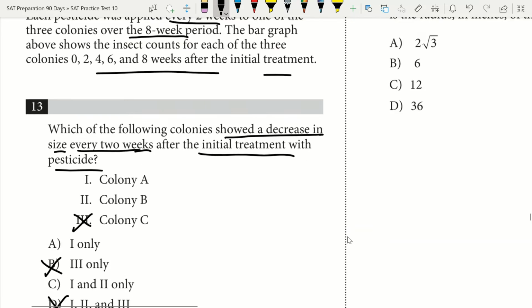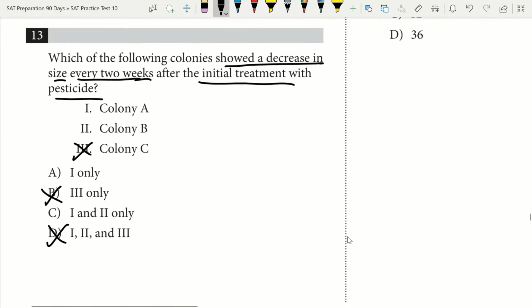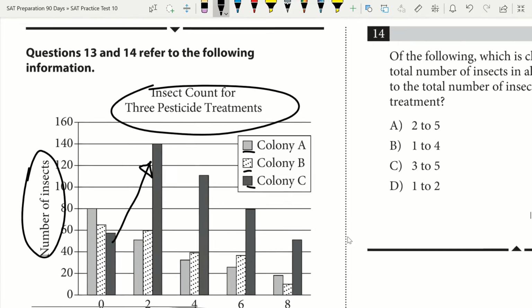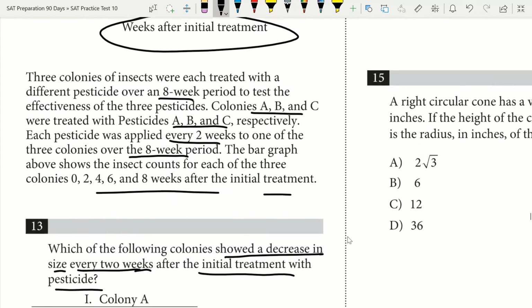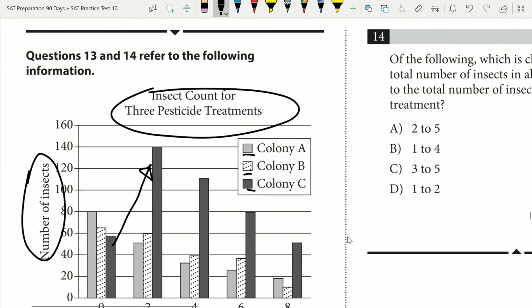Next thing I'm looking at is 1 versus 1 and 2. I see 1 is in both those answers, so I'm going to check 2. If I check 2, we see that 2 is colony B, obviously. So colony B is going to be this dotted one.